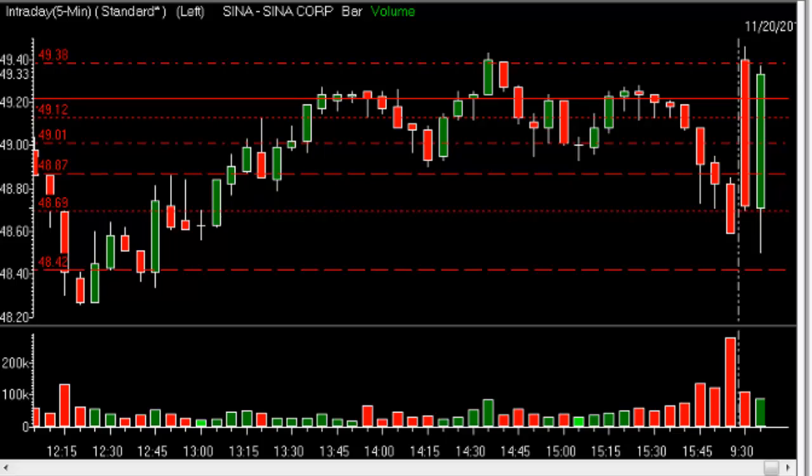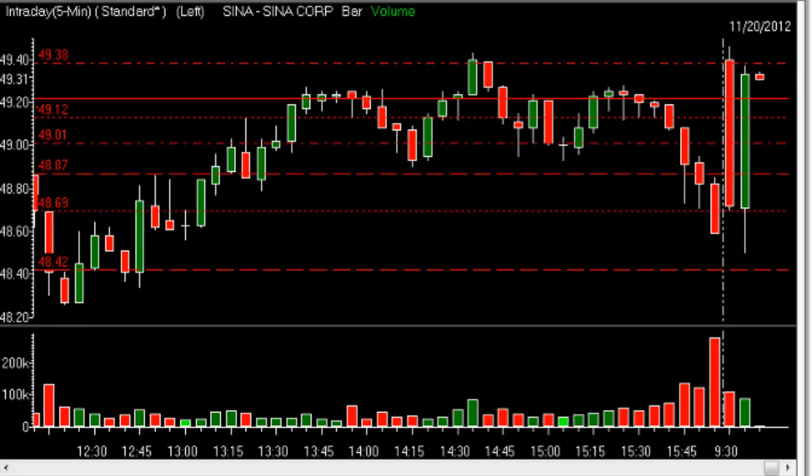It was a little bump above there earlier in the morning. If we get that, that's fine. If we don't, I'm going to look for a violation of the pivot and then an entry at 49.12. We are moving to that 49.12 level, and there we go.